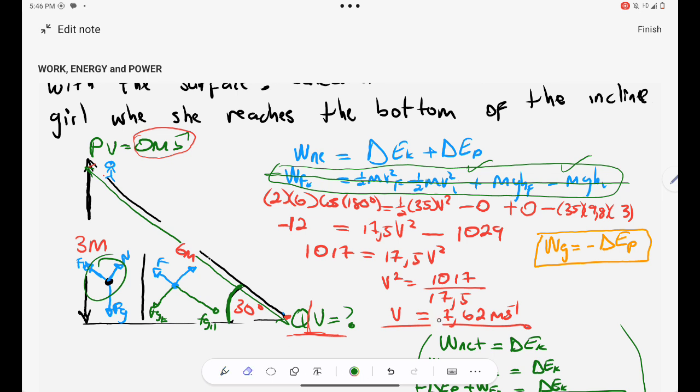The answer is 7.62. Okay, and then I'll find the answer, which is equal to 7.62. Are you together?